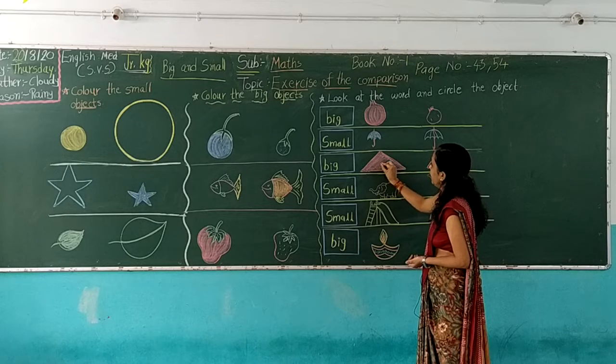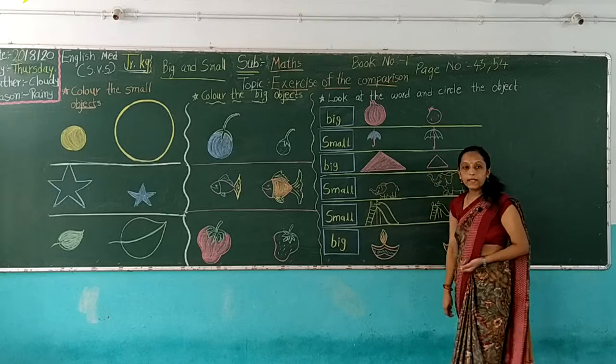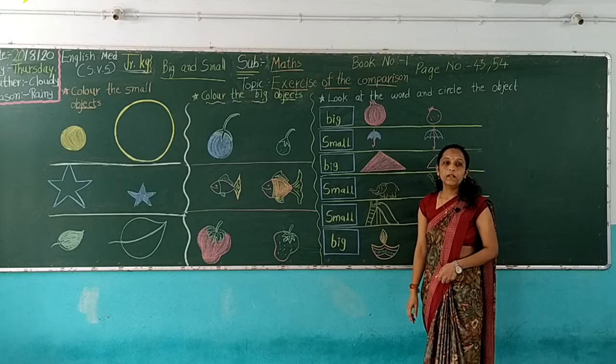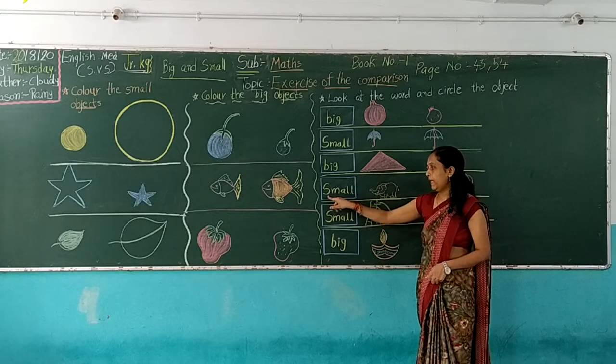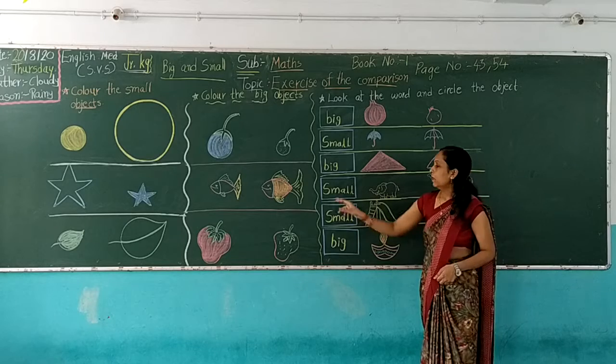This triangle is big. So color only the big triangle. And next, which word is right here? Read with me, okay? S-M-A-L-L. Small.